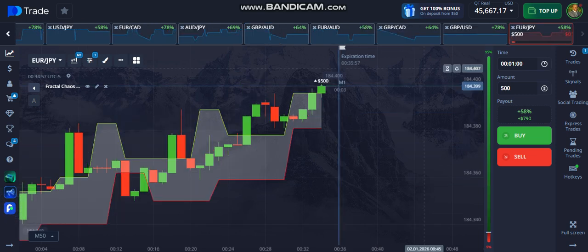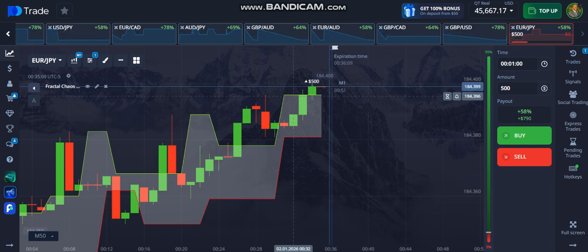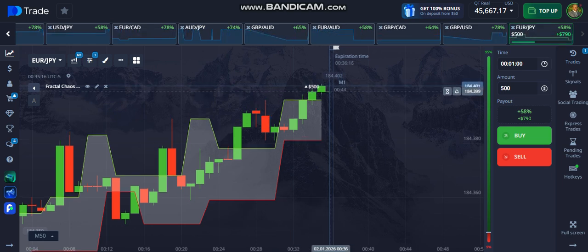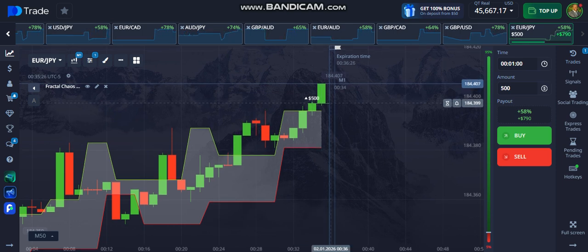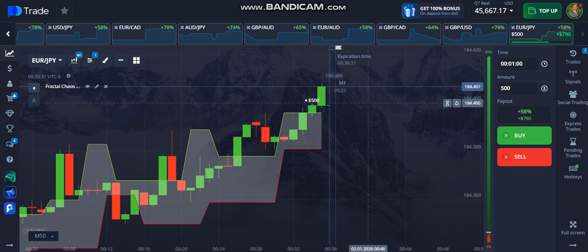Okay, so I'm on the Euro Japanese yen currency pair, and I just took a buy trade. The reason why I took the buy trade here, you see this previous green candle here, it closed outside the upper boundary of the fractal chaos band here. And we have a current candle developing here. So when I took the trade, I suspected that once the price closed outside the fractal chaos band here, there would be a bullish breakout to the upside. And this is exactly what happened here.